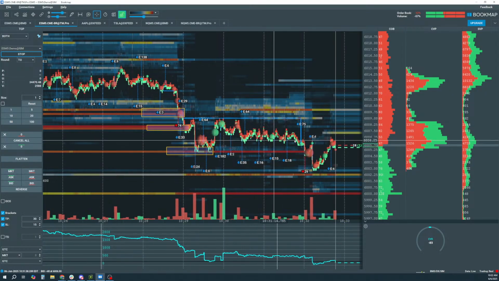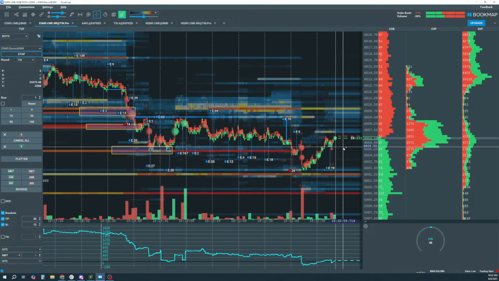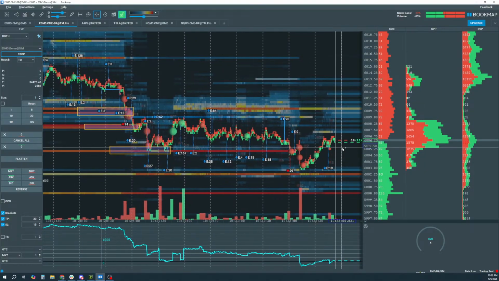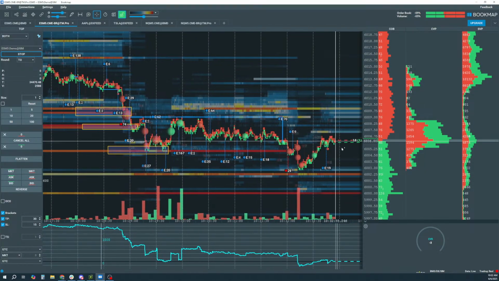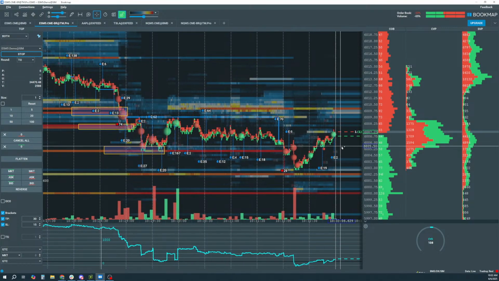Okay, that is a low volume pullback there. We can even try that one again if we see selling coming in. There's some exhaustion. No, still seeing buyers.